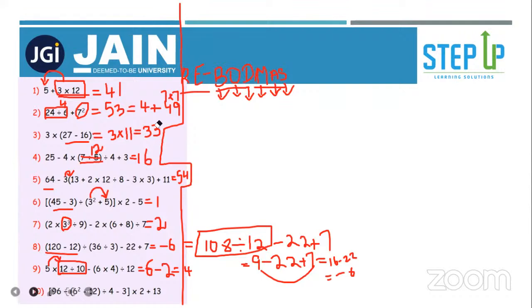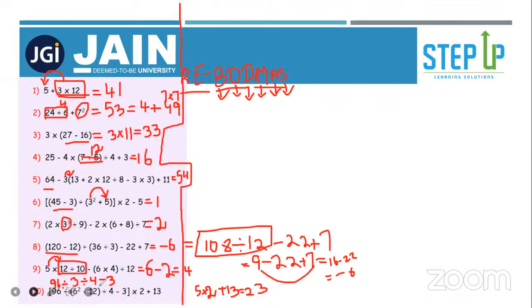96 divided by, the last question. This is 96, divided by 6 square is 36. 36 by 12 is 3. 96 divided by 3 is 32. 32 divided by 4 is 8. 8 minus 3 is 5. So 5 times 2 is 10. 10 plus 13 is 23. Last one, this is a division sign.